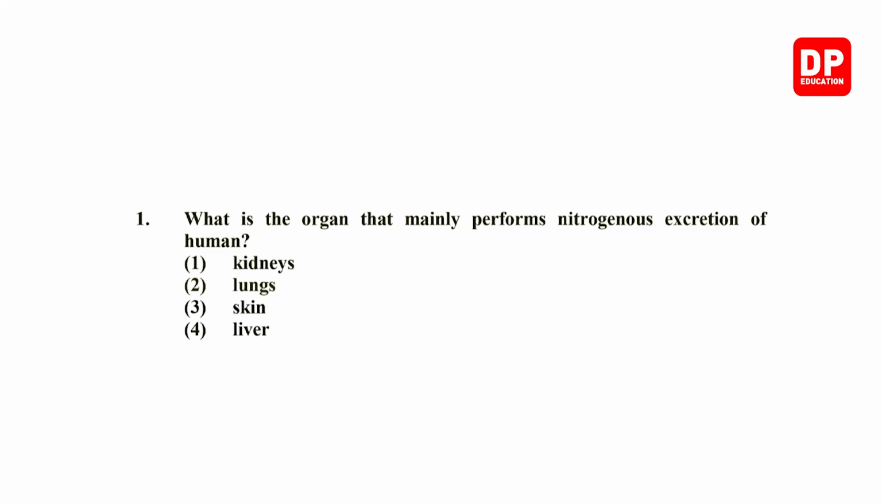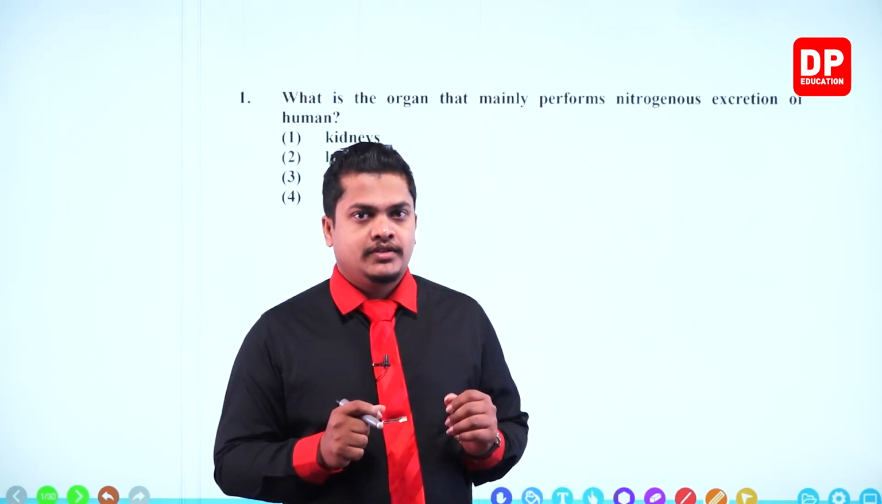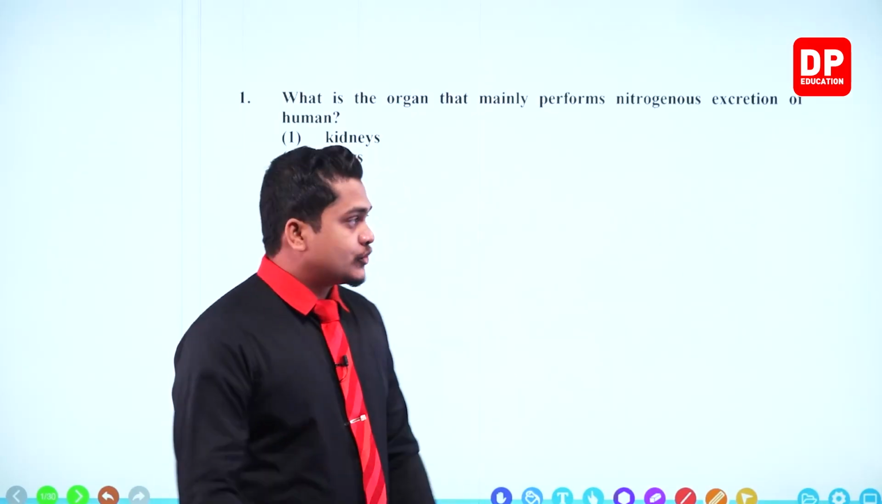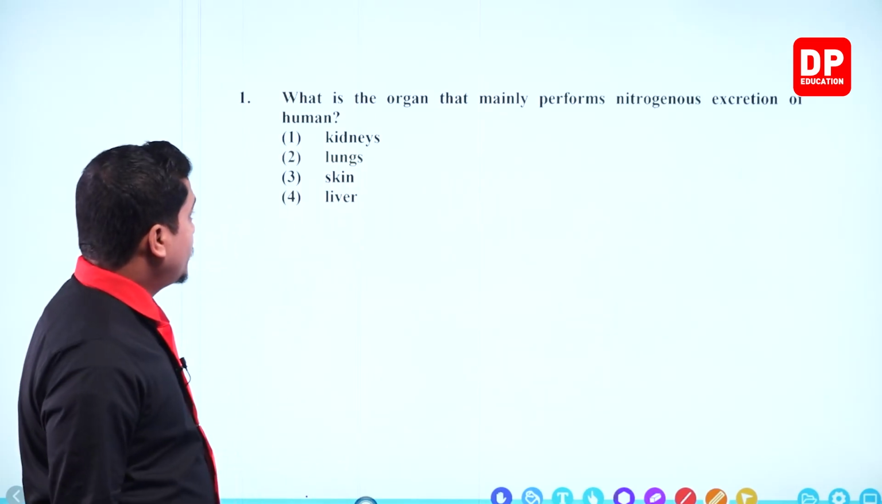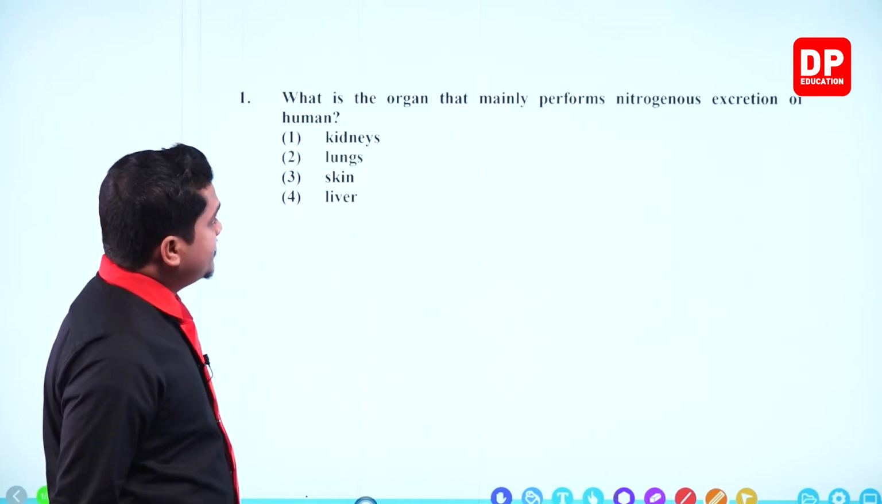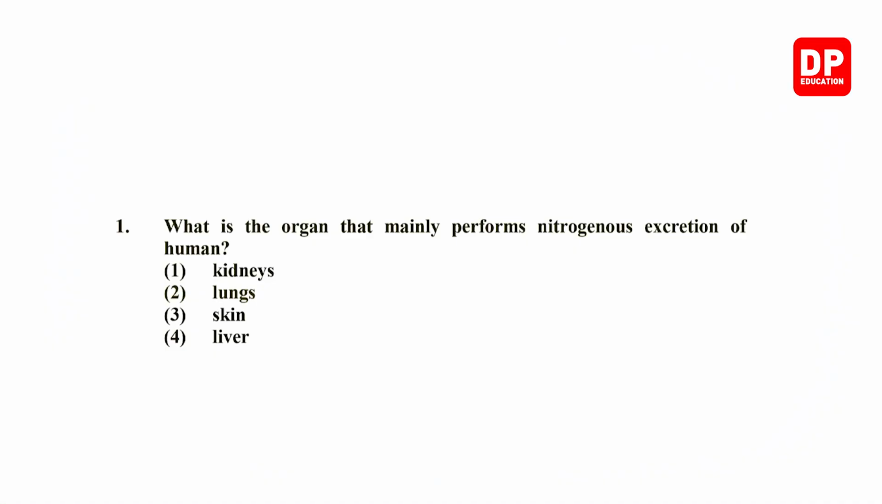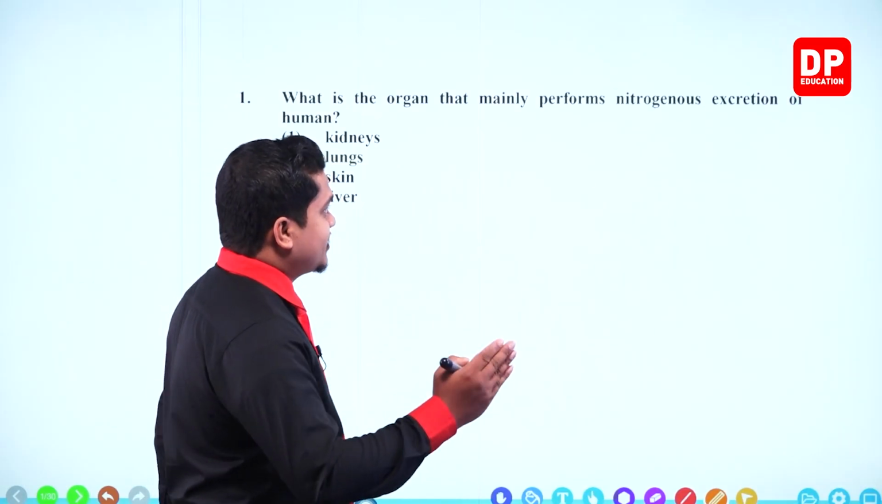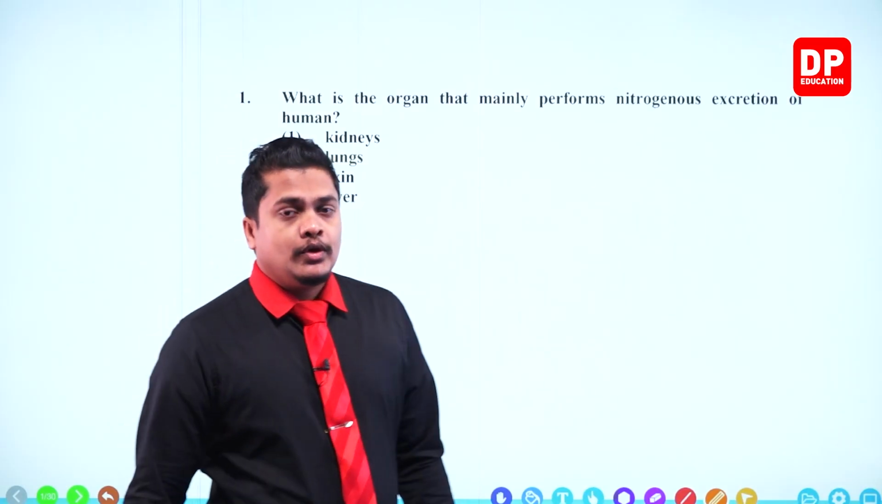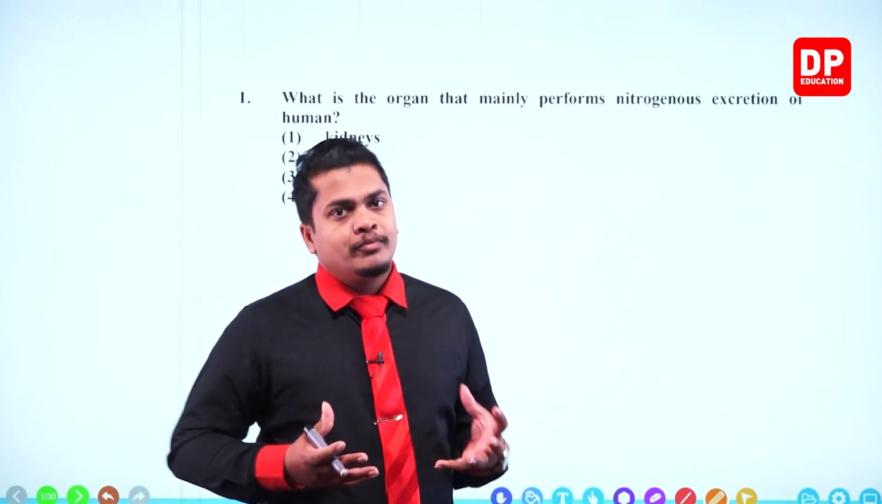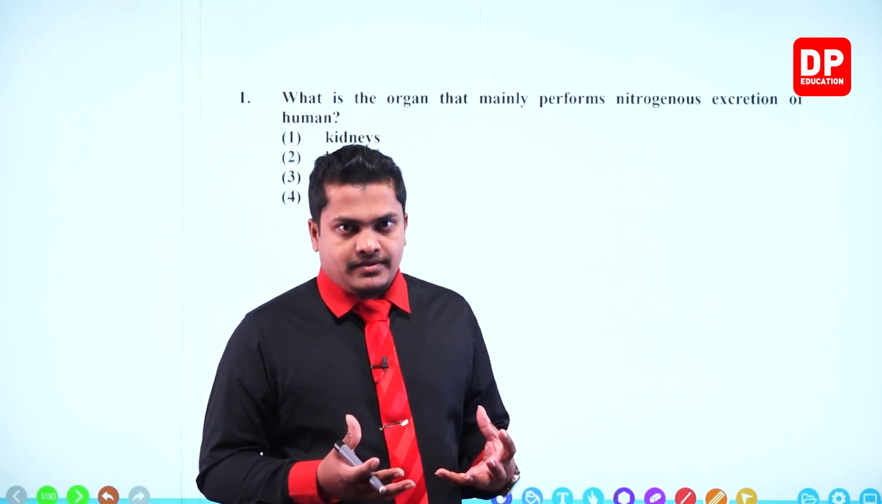So my dear children, let's head on to see the first question in our paper then. So here now you are given the first question. What is the organ that mainly performs the nitrogenous excretion of the human? So they are asking about the organ that mainly performs the nitrogenous excretion. So let me remind you, what do you mean by the excretory products first.